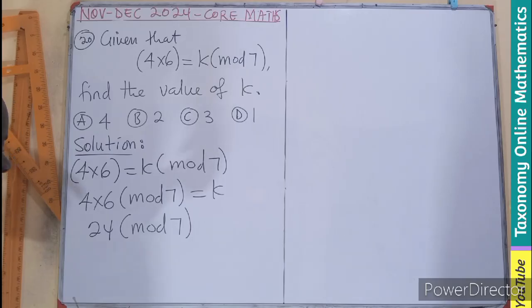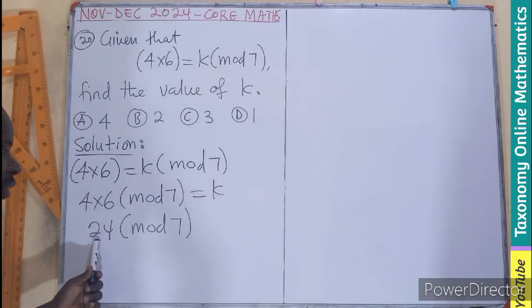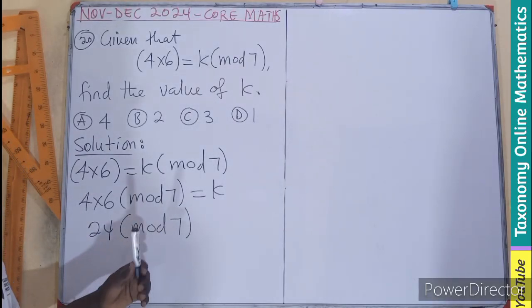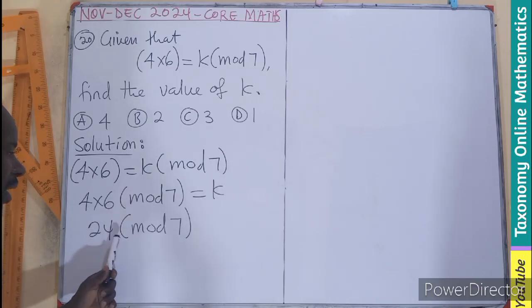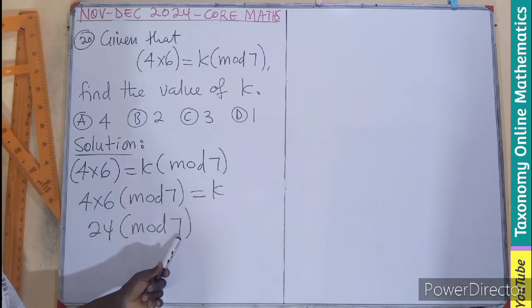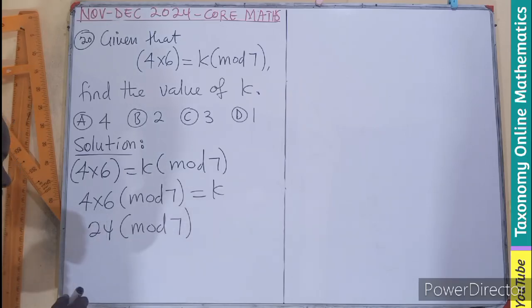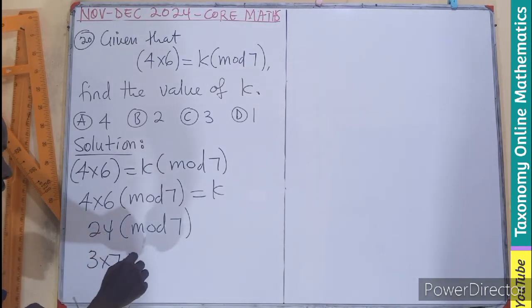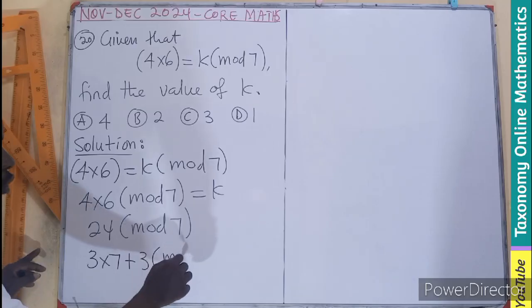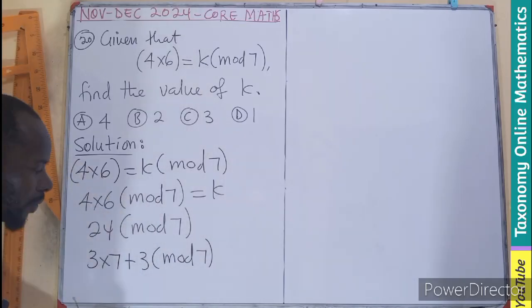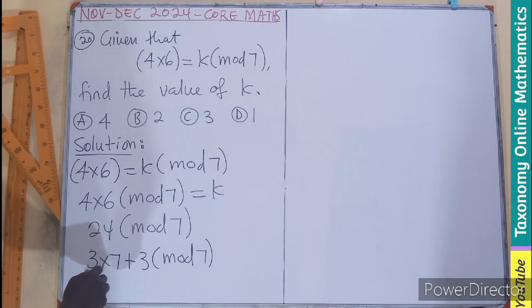Now, for us to get the value, we divide 24 by 7 to get a whole number. That's going to be 3 times 7, 21. 4 times 7 will be 28, bigger than this. So I'll have 3 times 7 plus what value will give me 24? That will be 3, then in mod 7. Now, this is the quotient, and this is the remainder. Don't forget, mod is a remainder theorem.